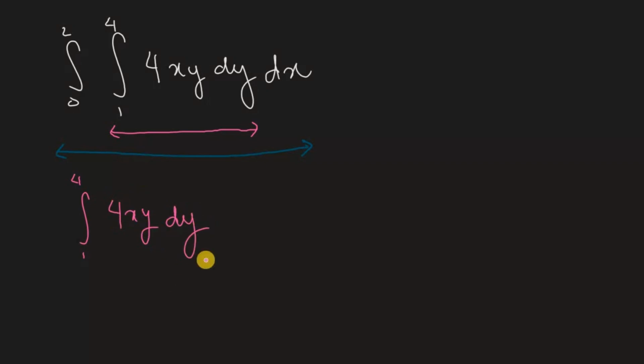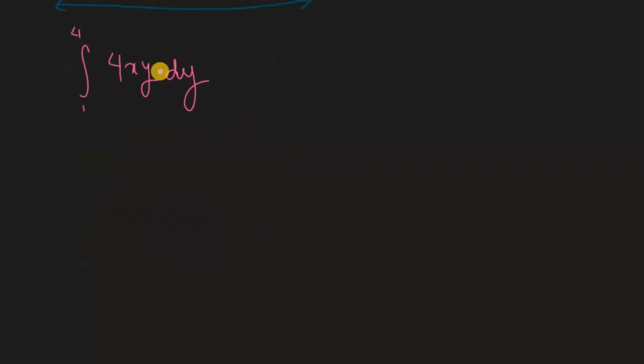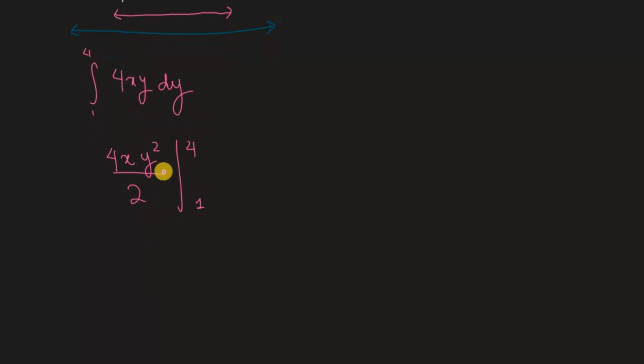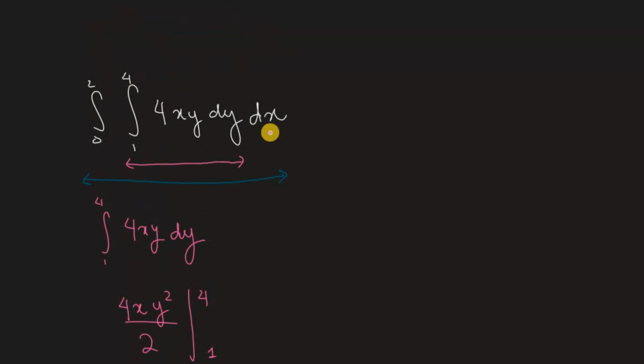So first we're evaluating the dy integral. Since this is dy, that means the x is treated as a constant over here. So this is going to be 4x. This 4x stays over here because it's a constant, and then we're going to make it y squared over 2, and then evaluate it from 4 to 1. First let's just solve this, and then we're going to worry about the dx later.